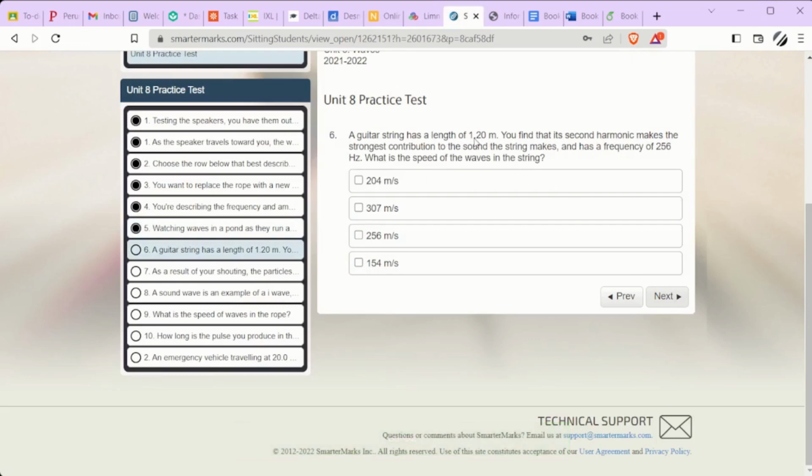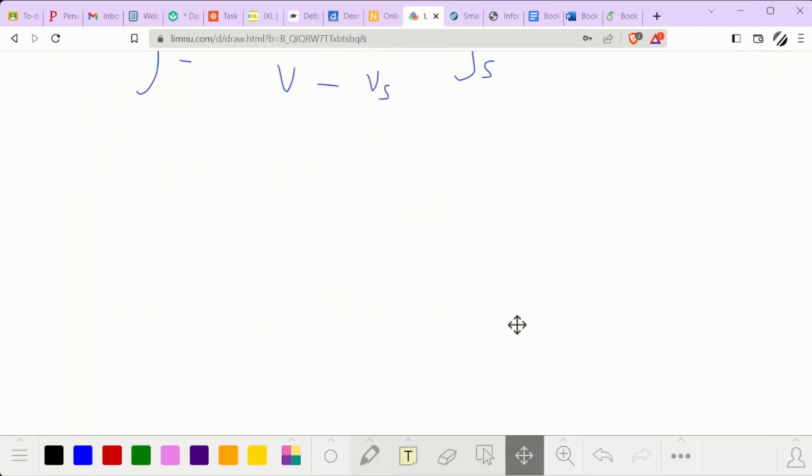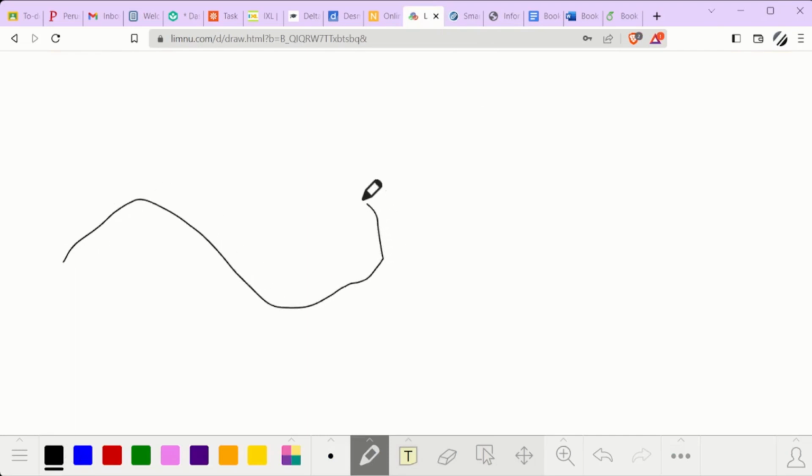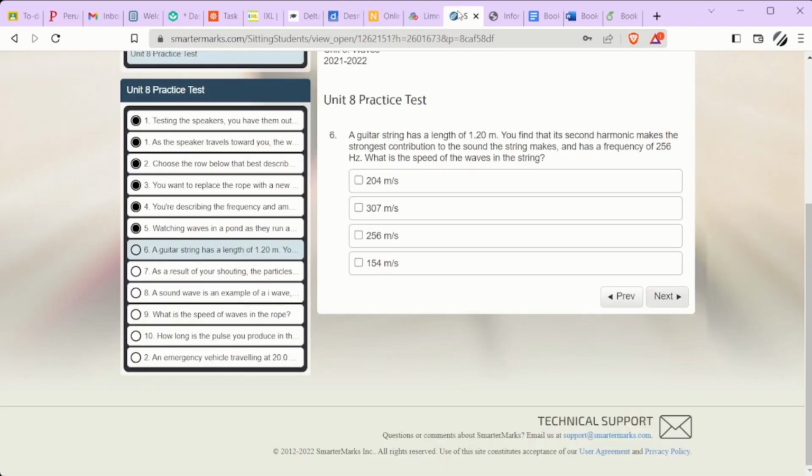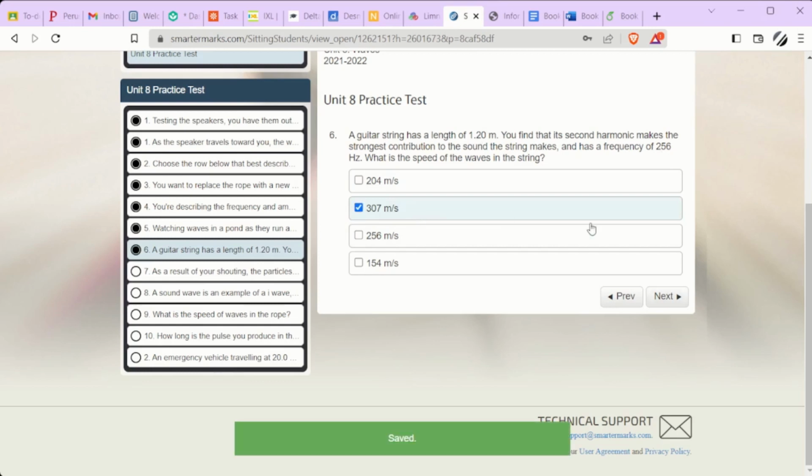Now, a guitar string has a length of 1.2 meters. You find that its second harmonic makes the strongest contribution to the sound the string makes and has a frequency of 256 hertz. The second harmonic on a guitar string is the one where we have a complete wavelength, making our standing wave. So our 1.2 meters is our wavelength. So we have 1.2 meters times 256 hertz. 307 is the only one in the right ballpark.